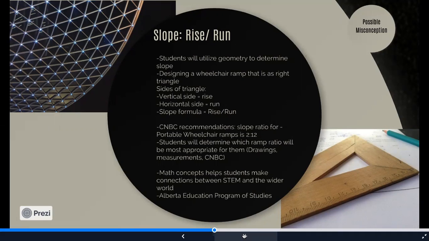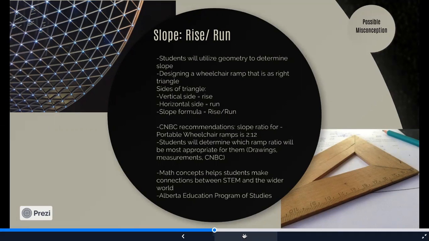The vertical side of this slope would be the rise. The horizontal side would be the run. To determine the slope of the triangle, which has the formula of rise over run, take the height of the vertical side and divide it by the length of the horizontal side.